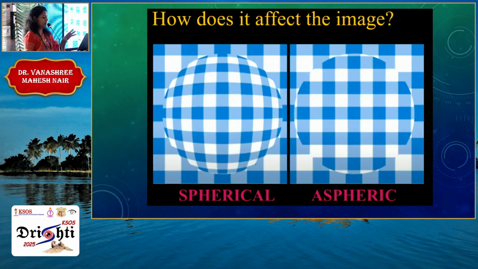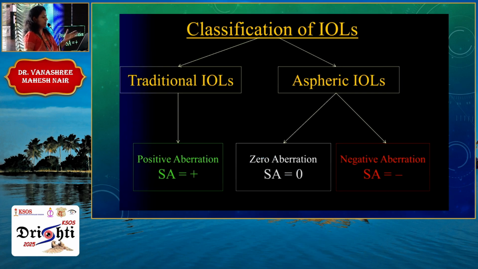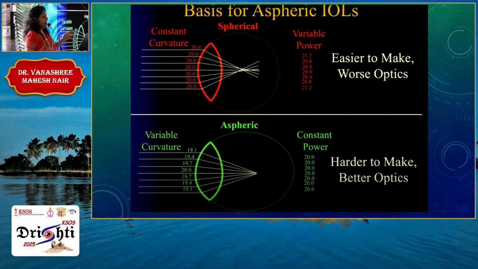So how does it actually affect? This is a diagrammatic representation of how the image quality is if you're using a spherical IOL, and compared to an aspheric IOL, you get a sharp image. So traditionally, the IOLs are positive spherical aberration, zero aberration, and negative aberration. Spherical IOLs have the same power across the lens, so it does not cause a single point of focus. They're easy to make, but they'll have a lot of positive spherical aberration. Whereas the aspheric IOLs are more difficult to make, but they'll give you a sharp focus on the point. So that's why they give you a sharper clarity, but depth of focus is lost here.